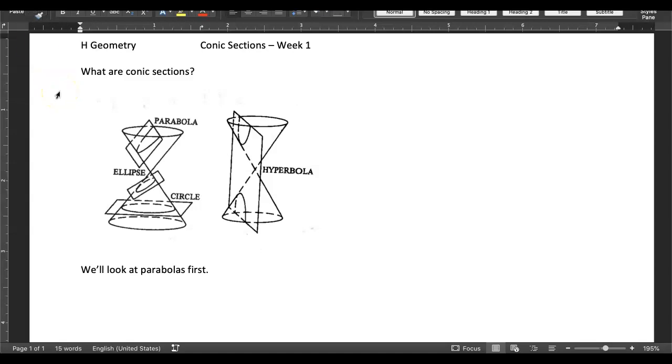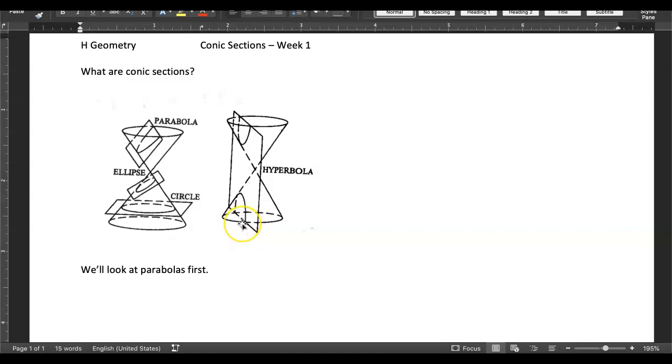All right, so our next unit is conic sections. Conic sections are named because they're literally sections of a cone. They're cross sections of a cone. So a parabola is this cross section right here. An ellipse is that sort of squished circle. It's kind of like an oval. And then a circle is this cross section.